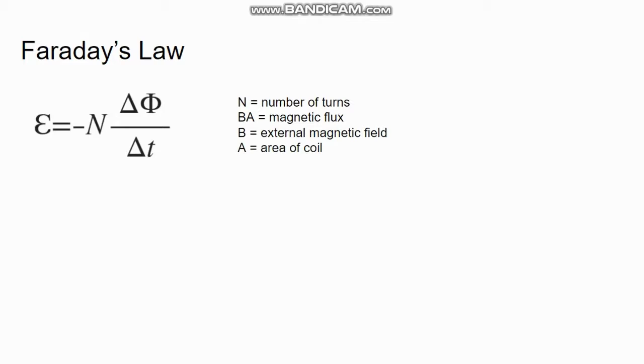Faraday's law of induction states how voltage can be generated using magnets, and it's basically this equation here where N is number of turns, B is magnetic flux, B is magnetic field, and A is the area of the coil. Here's an equation sheet for magnets in case you need it.